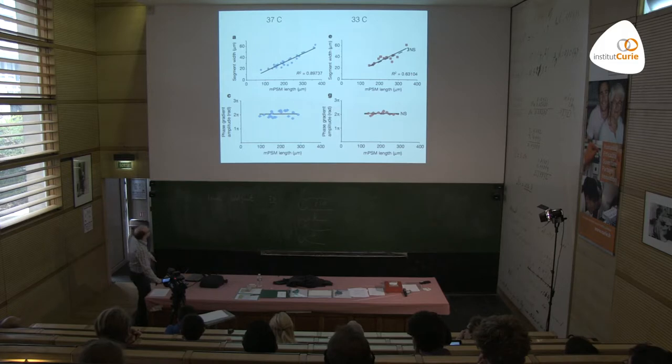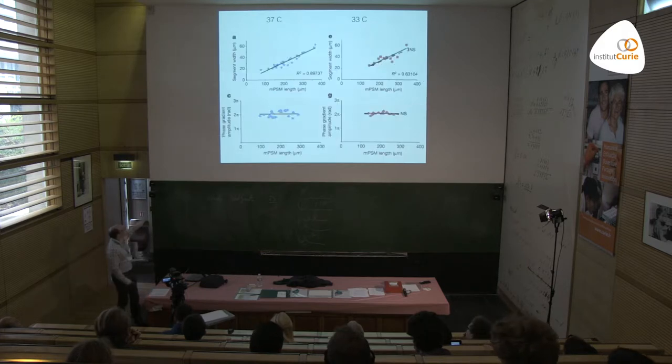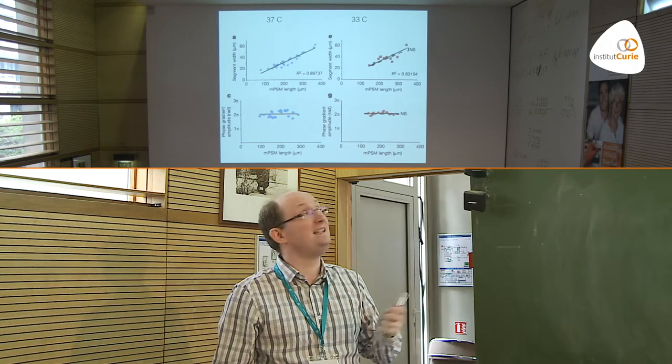Now, what you can do is look at the phase difference between the region where you make the segment and the tail, the presumptive tail. What is very interesting is that this phase difference is constant. It's almost a full cycle, actually. It's a full cycle: you have a 2 pi phase difference between the tail and where you make the future somite. And so our proposal is that this is a wavefront.